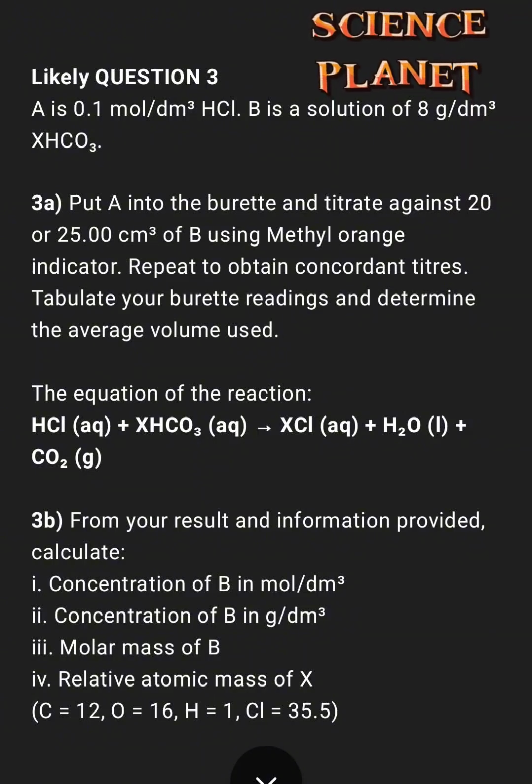Then we have 3B. From your result and information, calculate: 1, the concentration of B in mole per dm cube; 2, the concentration of B in gram per dm cube; 3, the molar mass of B; 4, the relative atomic mass of X. Then we have the atomic mass of each element there.